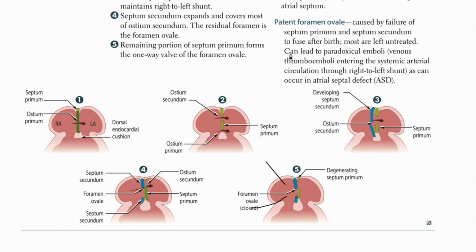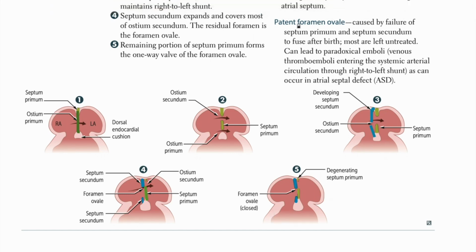So that's what this means, that it can lead to paradoxical emboli, venous thromboemboli entering the systemic arterial circulation. Now, since it came from SVC or IVC, those are veins, right? Not arteries. So that's why it can enter from venous blood into the oxygenated or arterial blood, right? Which is going to be in the left atrium. So it can lead to paradoxical emboli, which is venous thromboemboli entering the systemic arterial circulation through right to left shunt, as can occur in atrial septal defect.